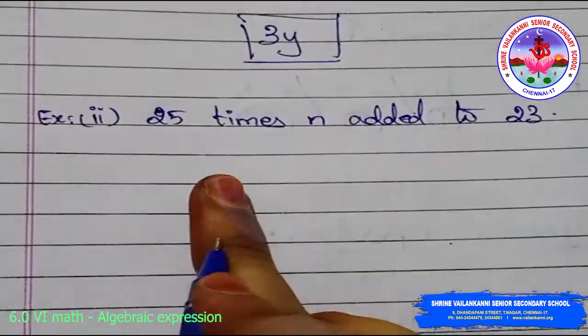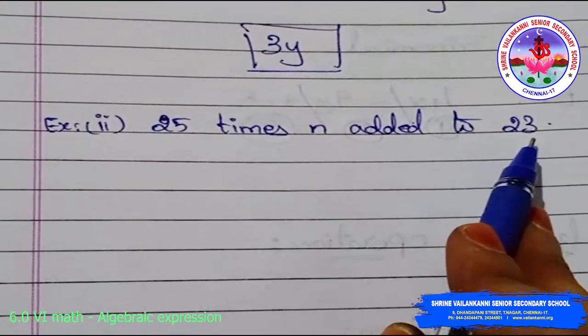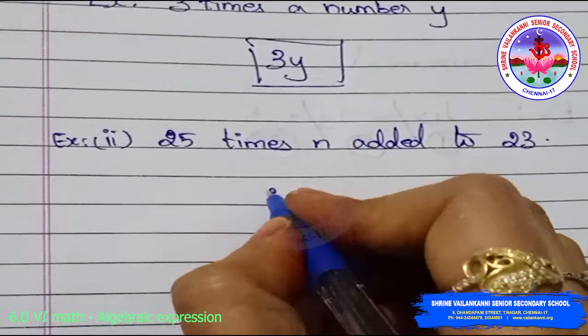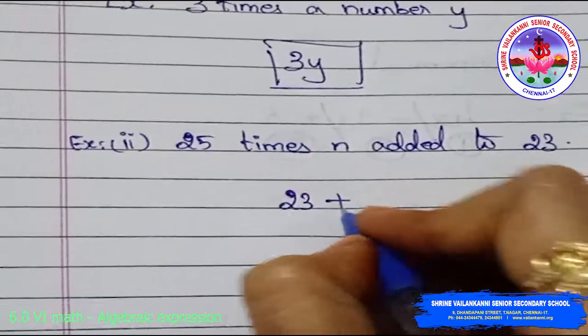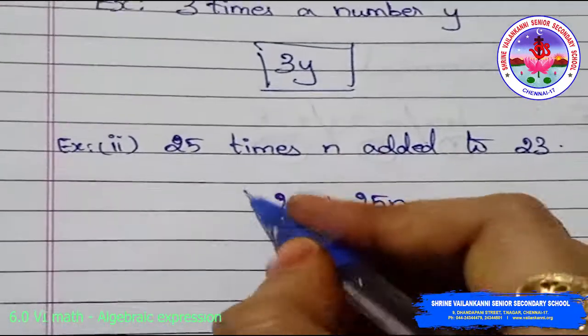Second example, 25 times n added to 23. Here 23 is added to 25 times n. This is the expression.